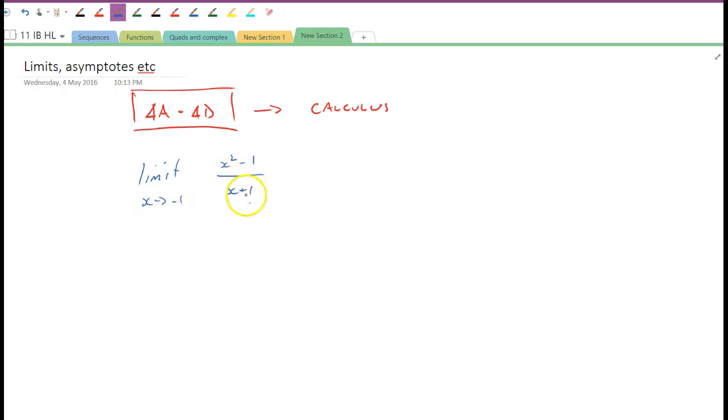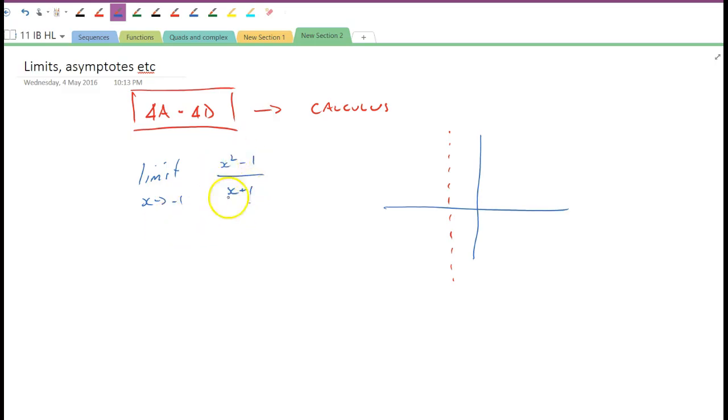Now clearly at minus 1, substituting straight in gives us 0 here. So we've got a discontinuity at minus 1, and if we were to draw this, there'd be an asymptote at minus 1, a break, because minus 1 is not defined. How do we find it though? How do we find the limit? What's the value as it gets closer? Well, there's a few things we can do here.